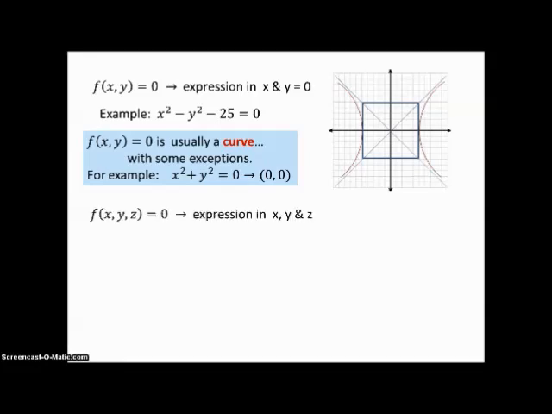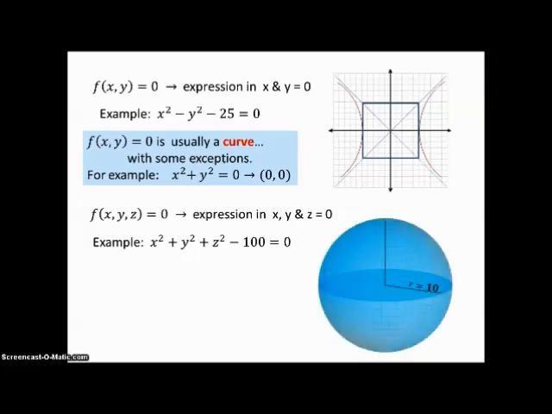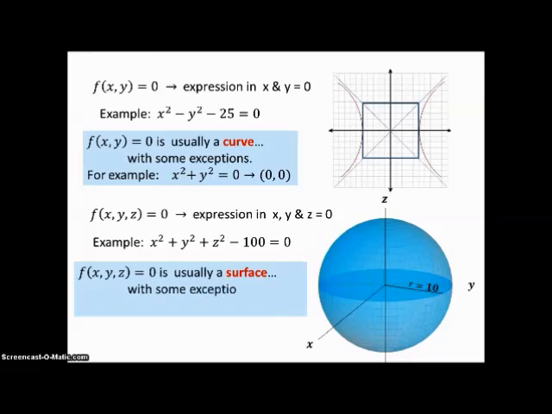Now, if we have 3 variables, f of x comma y comma z equals 0 means that you have an expression in x, y, and z set equal to 0. For example, x squared plus y squared plus z squared minus 100 equals 0 is the equation for a sphere of radius 10 centered at the origin. Now, usually f of x comma y comma z is a surface with some exceptions. For example, if we have x squared plus y squared equals 0 in 3 dimensions, that means x and y still have to both be 0, but z can be anything, and so the graph of that would be the z-axis, namely a line, not a surface.